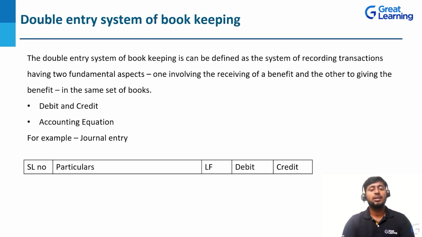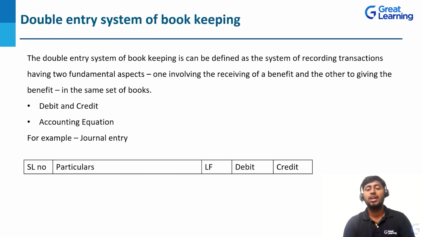For example, journal entry. For the double entry system of bookkeeping, one more example is the journal entry. The format for journal entry is serial number or date, particulars, ledger folio, debit and credit. Same example I will take: purchase of plant and machinery for rupees 10,000 paid in the form of cash. So serial number 1 or whatever the date is, we record. Under the particulars, as per the real account rule, debit what comes in. Plant and machinery comes to the business, so plant and machinery account is debited, and cash account is credited, because cash is going out.